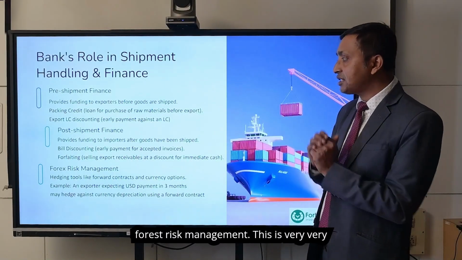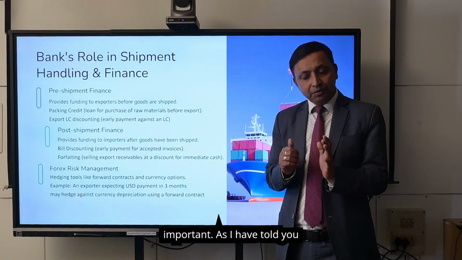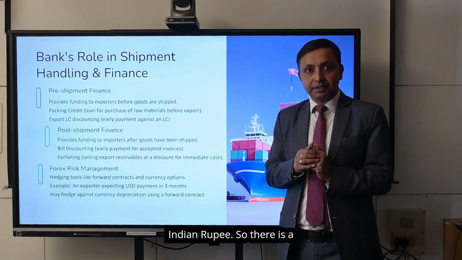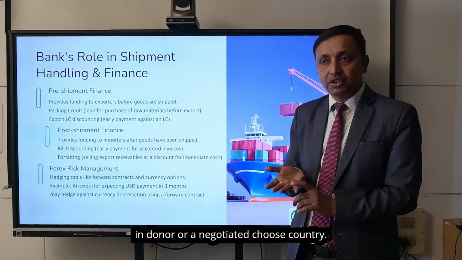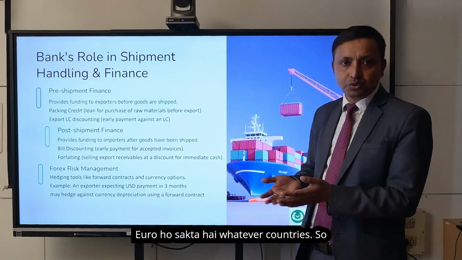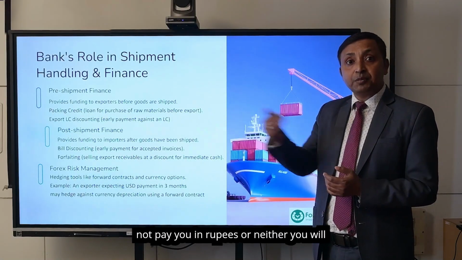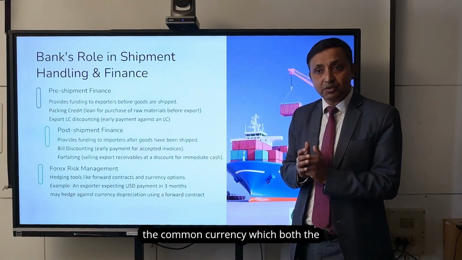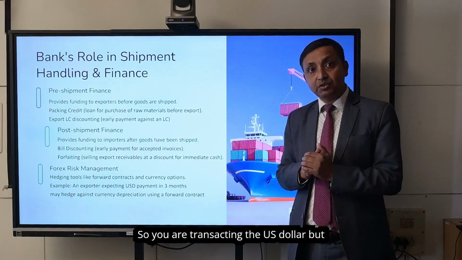Third is forex risk management. This is very very important. As I have told you, your transaction will not happen in Indian rupee. So there is an international currency available, either in dollar or a negotiated, just any yen हो सकता है, euros हो सकता है, whatever countries में. So in that condition, suppose Sri Lanka will not pay you in rupees, or neither you will accept in Sri Lankan currency. So what is the common currency which both the countries are accepting is US dollar. So you are transacting in US dollar.